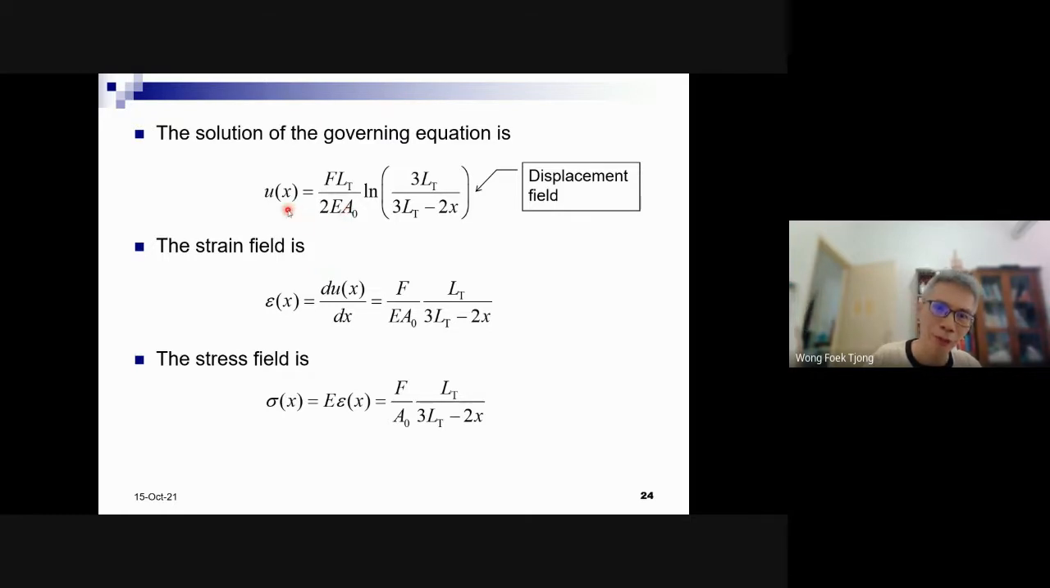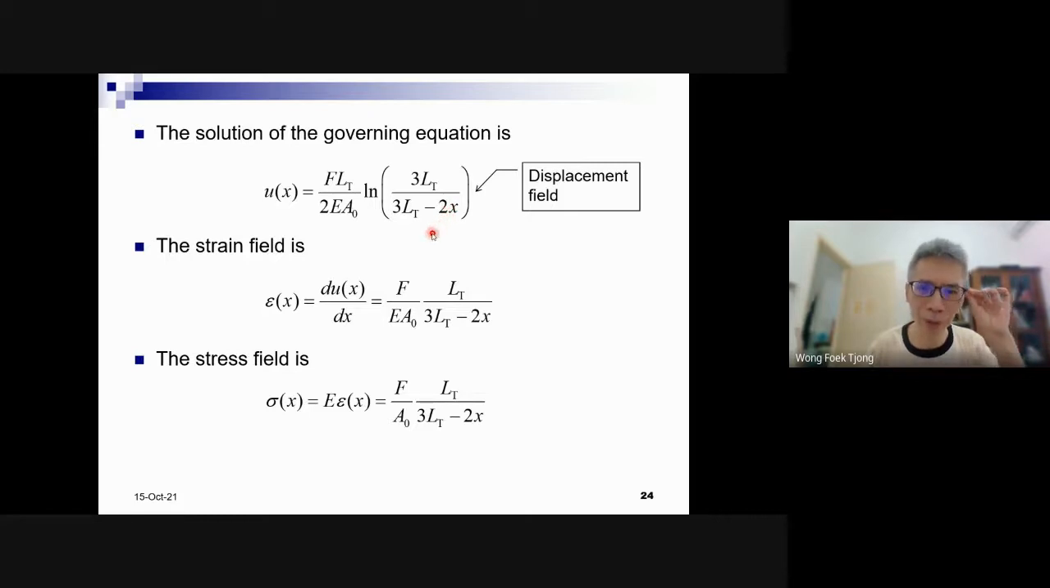Once you know the displacement field, how do you calculate the strain? Just use the kinematic equation, the derivative of this one. If you calculate the derivative, you will obtain this one. This is the solution for the strain, and then the stress from Hooke's law, sigma = E epsilon, we get this one. So this is the complete solution: displacement field, strain field, and stress field. We can plot this in graphs, like this.